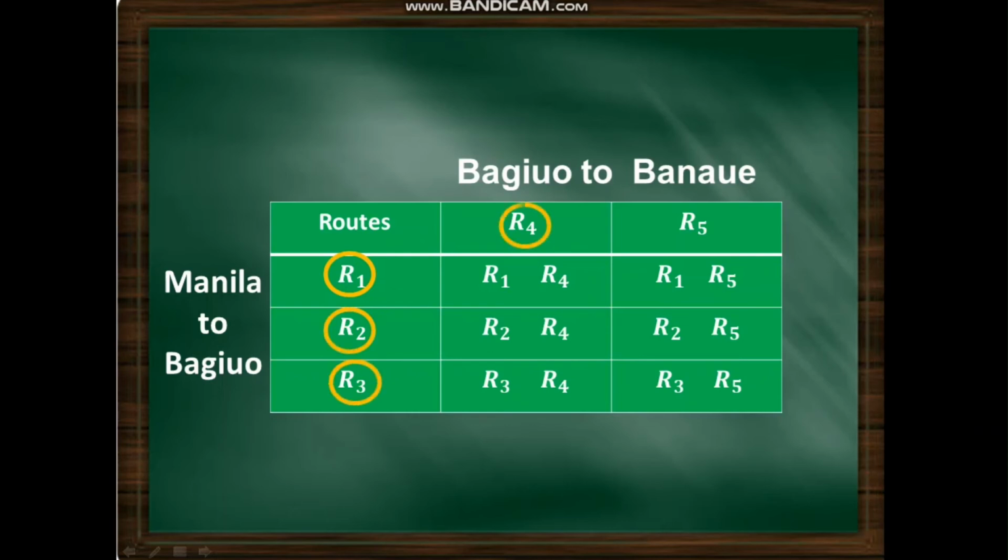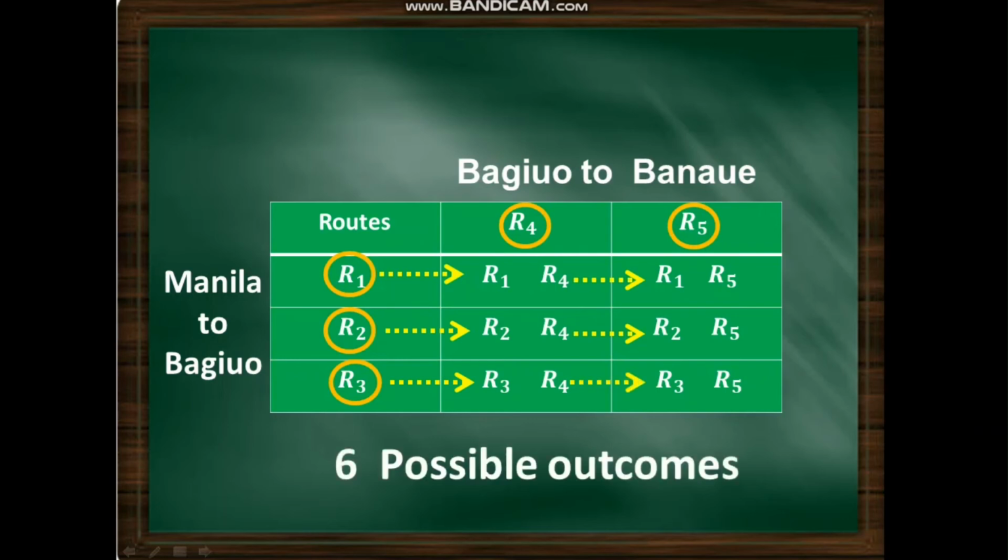Then, we have the fourth route and the fifth. We have tatlo at saka dalawa. So, una niyang daan, duman siya papuntang Baguio at papuntang Banawe. Duman din siya ng Baguio, second, bago makarating sa Banawe. At pangatlo, Baguio papunta sa Banawe. And therefore, we have 6, which is the possible outcomes.